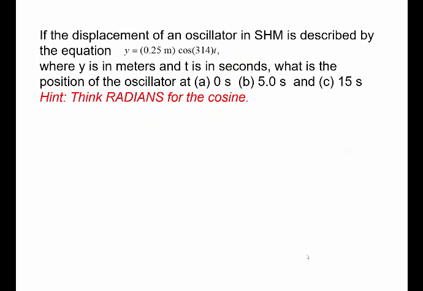So here we have the displacement of an oscillator that's in simple harmonic motion, and they give us the equation. y is equal to 0.25 meters times the cosine of 314 times time. It doesn't say it, but this has to be in hertz or 1 over seconds in order for the stuff inside the cosine to be unitless. So what does this really mean? This 0.25 is equal to A. So that's our amplitude.